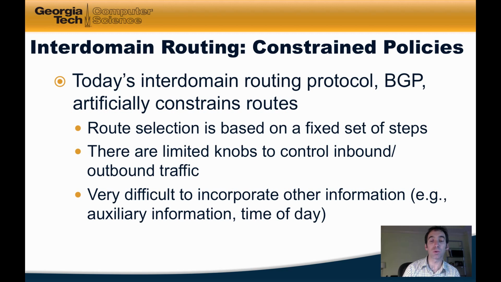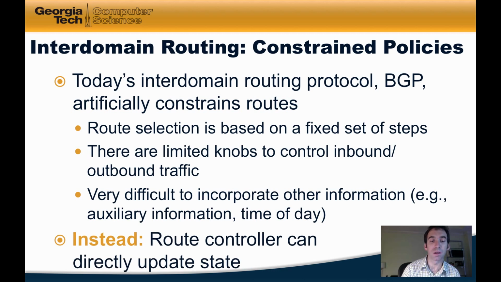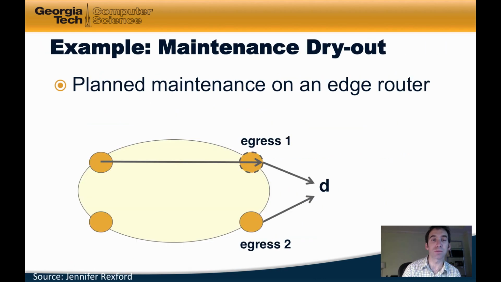It's also very difficult to incorporate other information, such as auxiliary information about the reputation of a route, time of day, and so forth. The separation of the control and data plane makes it a lot easier to select routes based on a much richer set of policies, because the route controller can directly update the state in the forwarding plane independently of whatever software or other technology may be running on the forwarding elements or the routers and switches themselves. So let's look at a few examples.